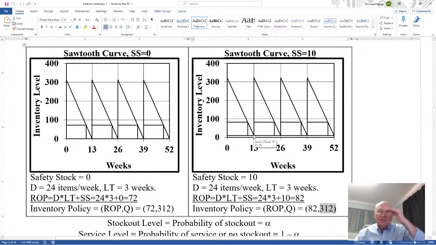So from 10 to 322 is 312 again. So the plan, the design, the ideal, the assumption is it drops to 10 and then goes to 322, so my lot size is still 312.